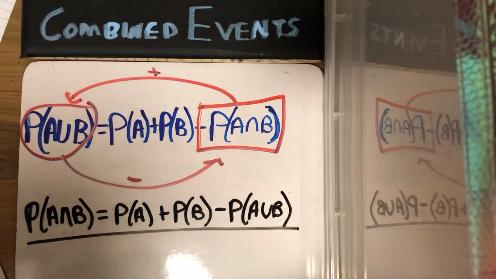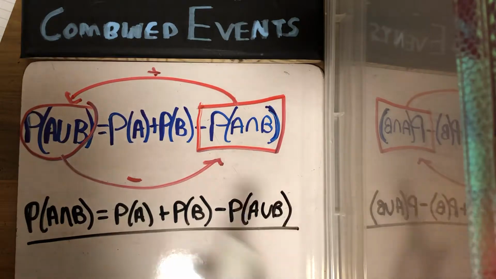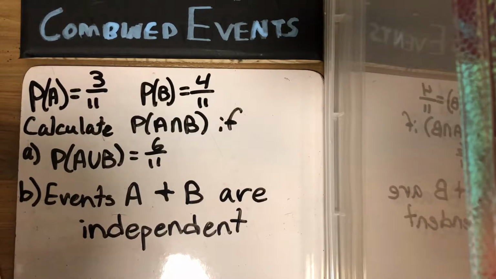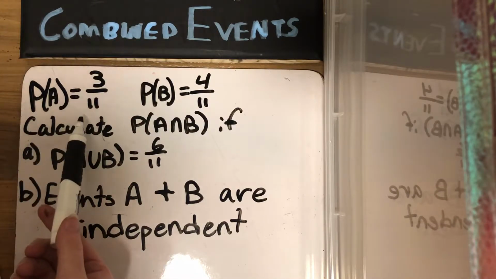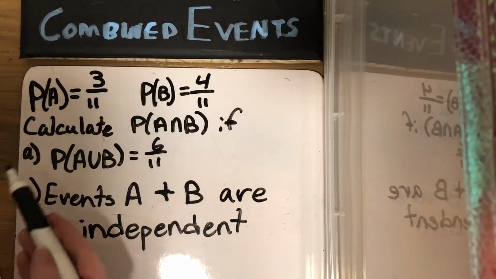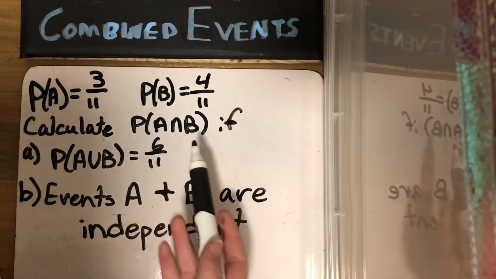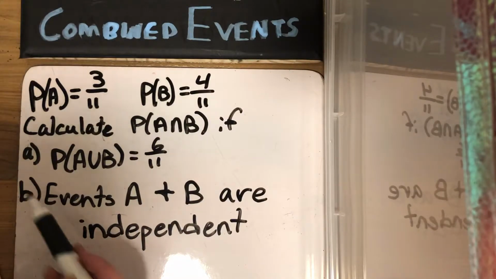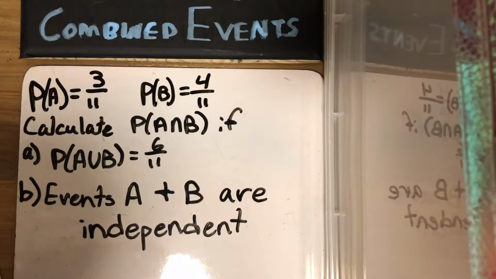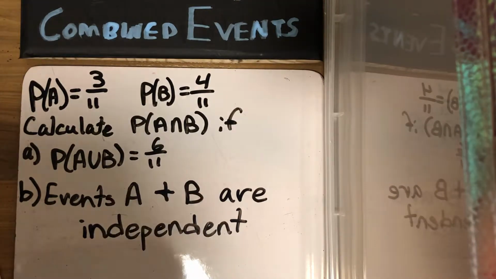So we can use either of these equations depending on the information that we are given to solve with. So right here is one of our practice problems. The probability of A equals 3/11, the probability of B equals 4/11. Knowing that, calculate the probability of the intersection of A and B. Now we have two parts here. The first part is the probability of the union of A and B equals 6/11. So that would be plugging that into the equation and solving it.